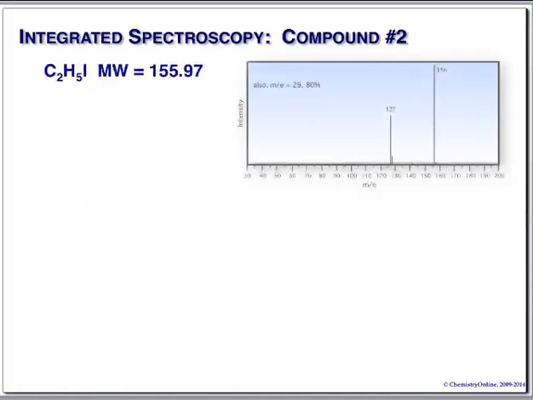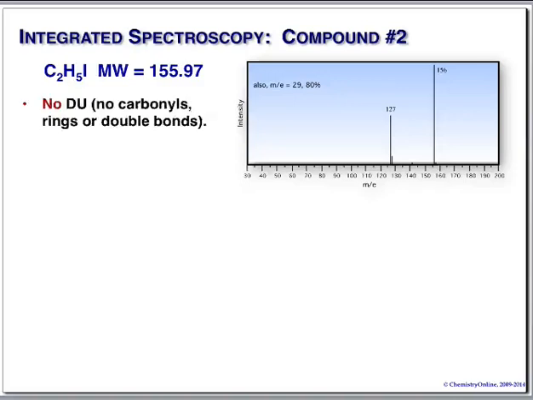Compound number 2. C2H5I. How many degrees of unsaturation here? Well, we have to remember our rule. A halogen is just like a hydrogen, isn't it? So this is the molar equivalent of C2H6. And that means no degrees of unsaturation.